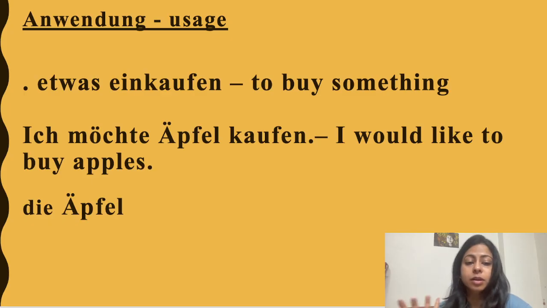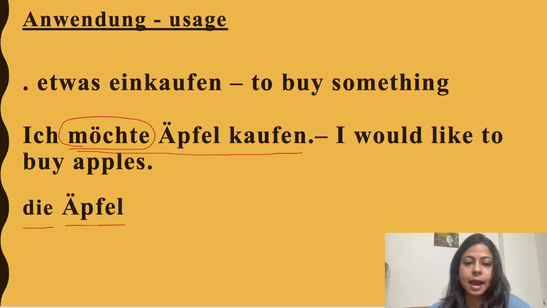Now, the third use of möchten is when you are buying something. Etwas einkaufen. Ich möchte Äpfel kaufen. I would like to buy apples. Apfel, the plural form is Äpfel and the article is der. So again, if you see here, möchten is at the second position, it is conjugated, and the main verb kaufen is at the end of the sentence and it is not conjugated. So, ich möchte Äpfel kaufen. I would like to buy apples.